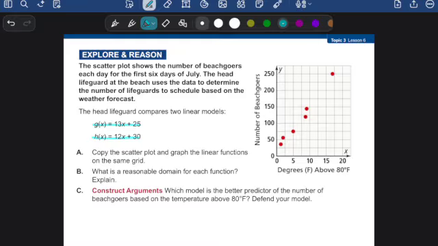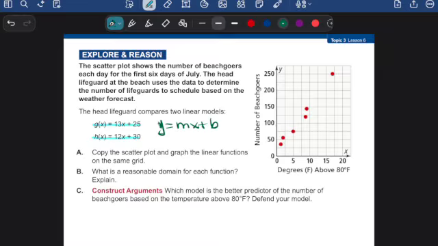They're slightly different. The rates are slightly different, 13 versus 12. And then the starting temperatures are slightly different also. Okay, so remember these are in slope-intercept form, y equals mx plus b, where m is our slope and b is our initial value. So we're going to copy this scatter plot on another grid and try to graph the linear functions. So we want to basically draw the line.